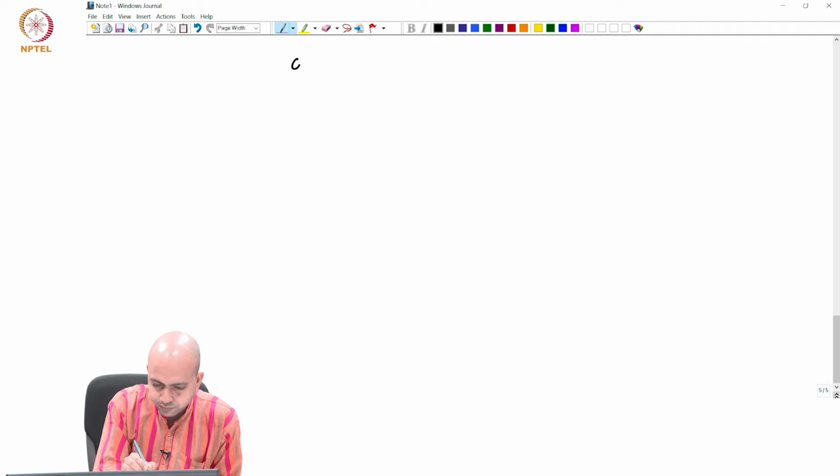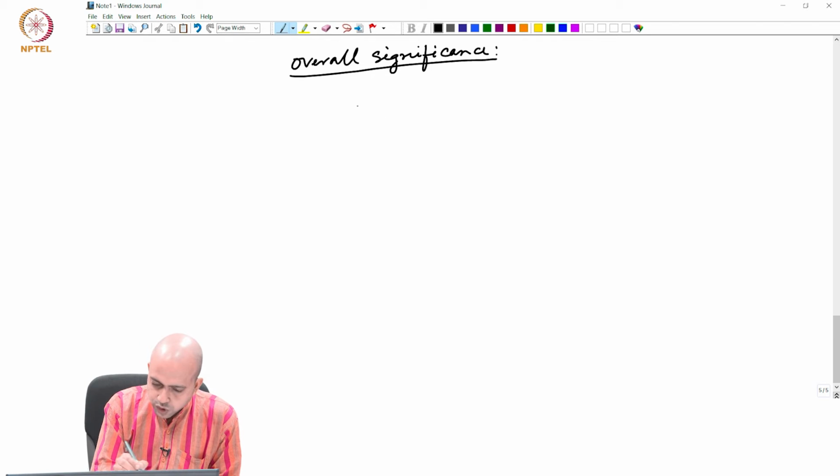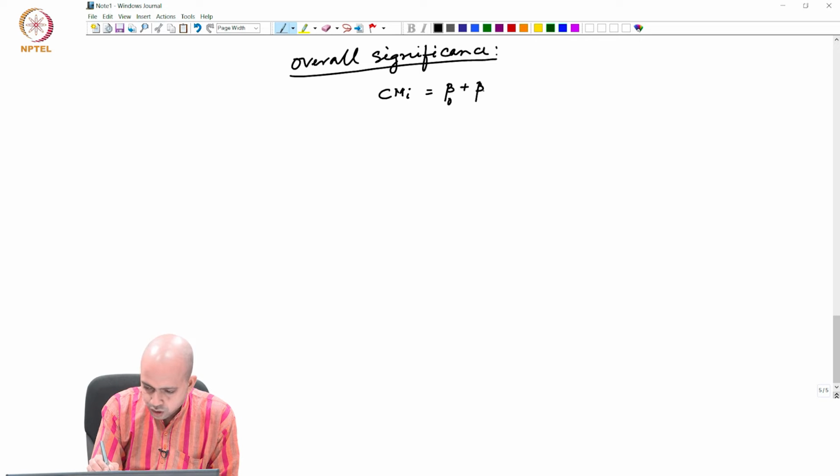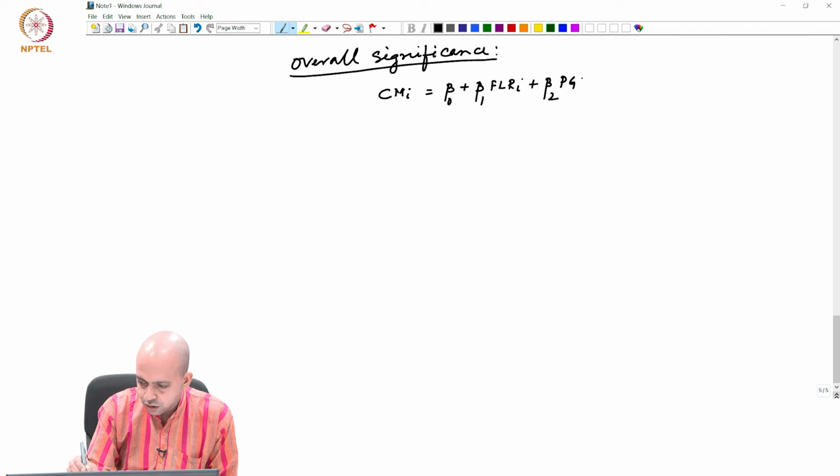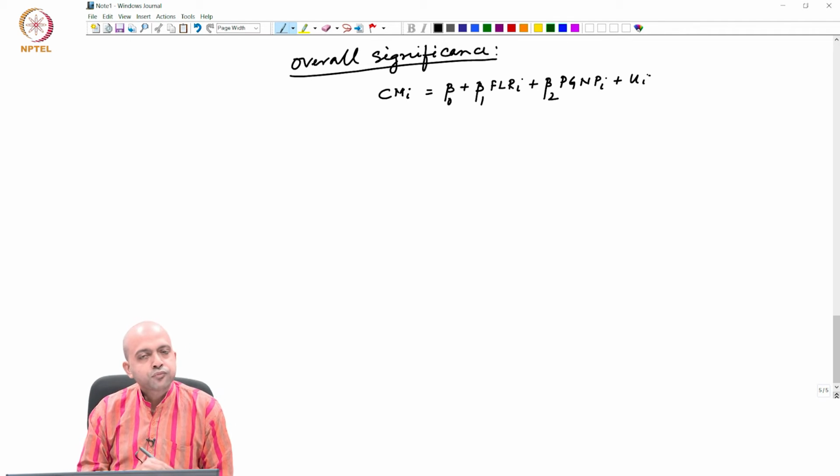Then one more thing that we must learn in the multiple linear regression model is called overall significance. When we are running this model, child mortality rate equals beta 0 plus beta 1 FLR plus beta 2 PGNP, this is our model.